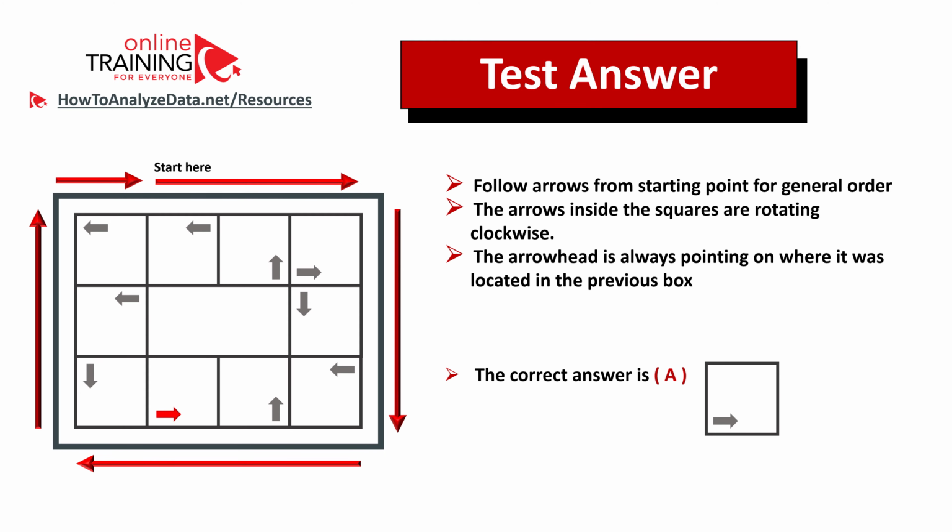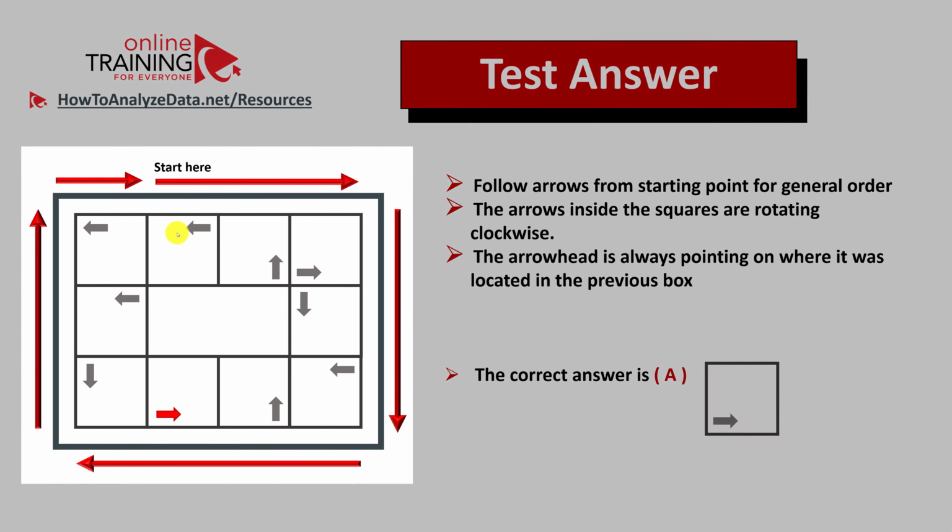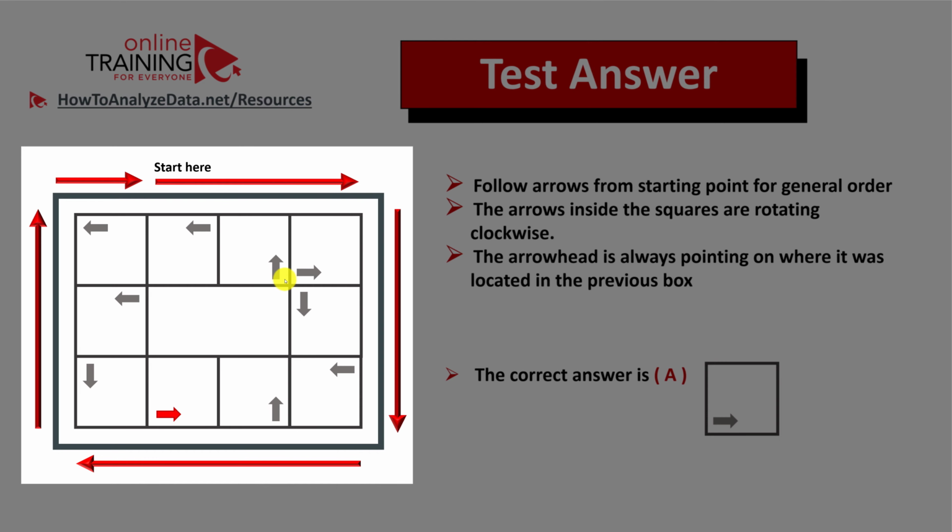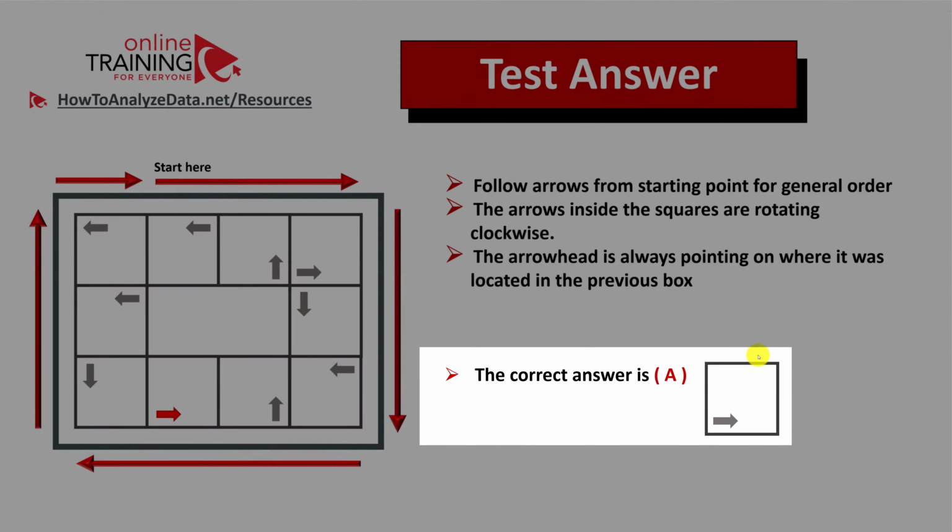Number 1 is the general flow of squares, and then there is a sequence of arrows inside the squares. For example, we're starting the flow right here, not in the corner. It's kind of in the middle of the upper row, and then you need to follow the red arrows for the general order. The arrows inside the squares rotate clockwise, and what you can see is the arrowhead for that smaller arrow always points to where it was located in the previous box. So the correct answer here is choice A.